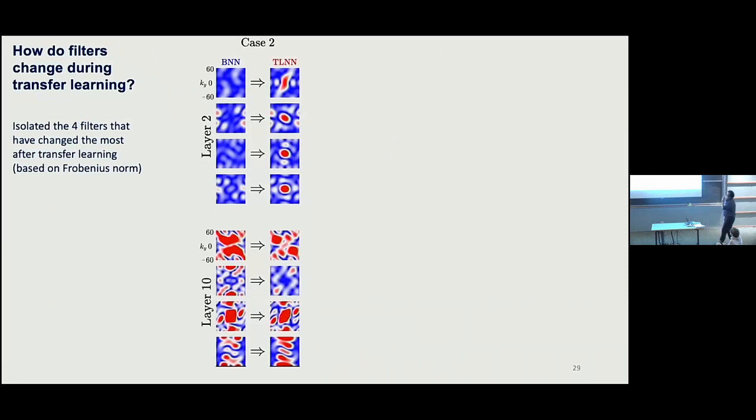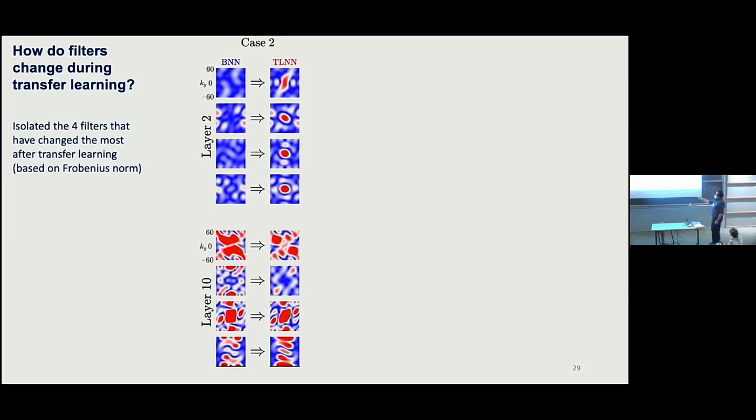So now to understand what's learned during transfer learning, we can look at the weights that have changed the most in their spectra during transfer learning. Here I'm showing you the change in the 4 that have changed the most. And 4 and 5 usually are very well separated from the changes in the rest. Here what you see is that in case 2, layer 2, from filters that were not doing much, we have just learned a bunch of low pass filters.